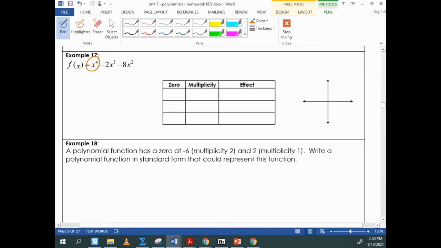The way you tell the difference is the coefficient right here. Since it's a positive number, they're going to both go up. Okay, so that's what our end behavior looks like on this problem. So end behavior is easy in what we call standard form. However, to be able to find our zeros, we need to write it in factored form.